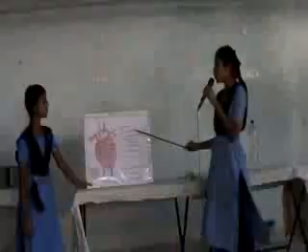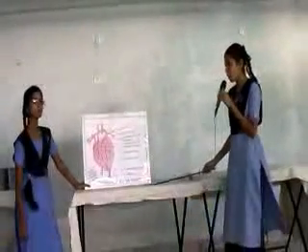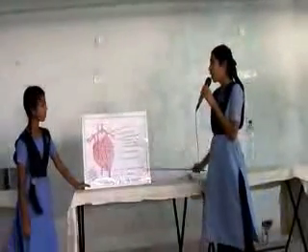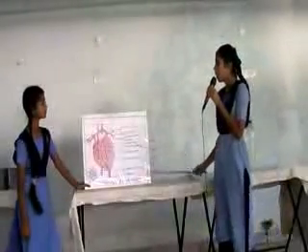Pulmonary vein brings oxygenated blood from the lungs. This opens into the left auricle. In addition to this, a major vein called coronary vein brings deoxygenated blood from the wall of the heart. This also opens into the right auricle.